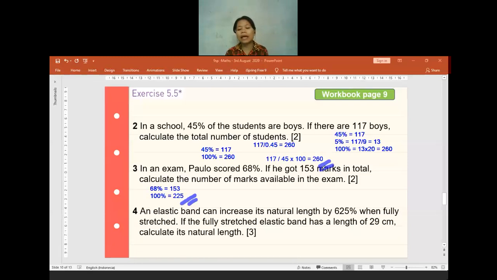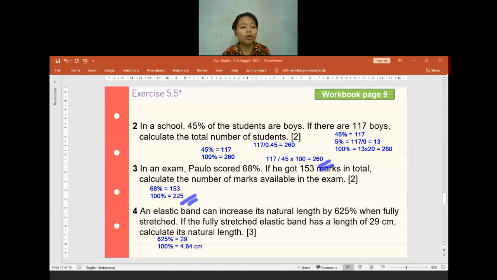So the 29 centimeters equals 625%. Later if I'm going to find the natural length, it means the original. The original is always 100%. How much will it be if I find the 100%? Anyone want to help me? 4.64 centimeters. Okay, is there anyone who is confused here?